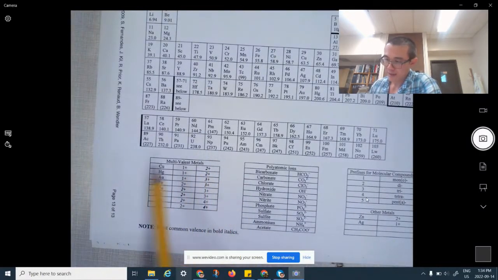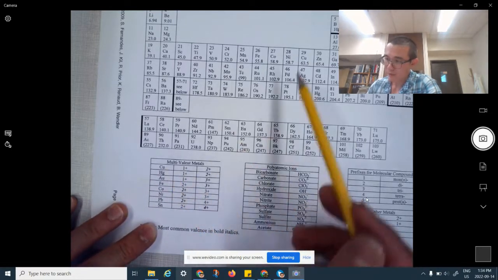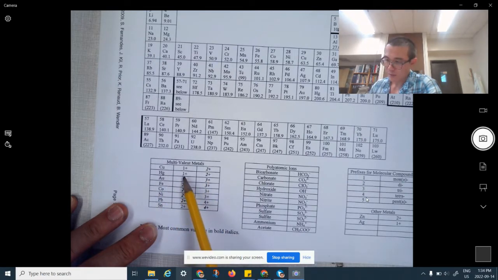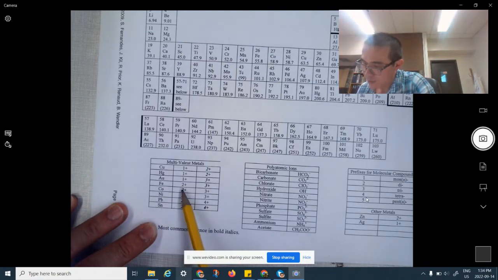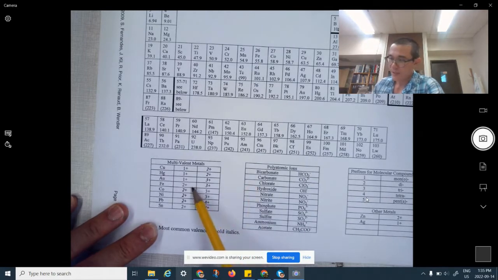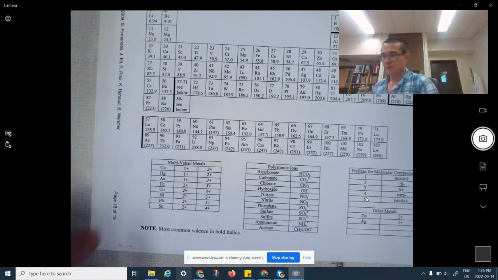So, for example, here is a list of multivalence metals that on the test we're going to give to you. As you can see, copper can be a 1 plus or 2 plus charge. Mercury could be a 1 plus or 2 plus. And iron could be a 2 plus or 3 plus. So there are two possibilities, at least at this level. So what do we do?